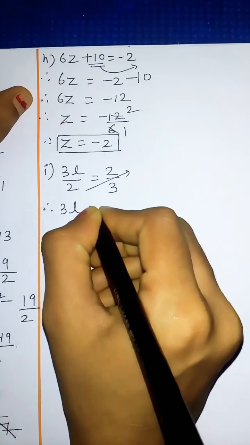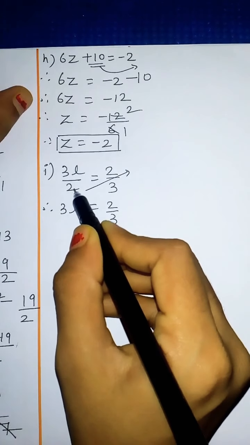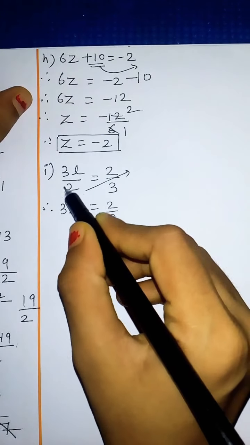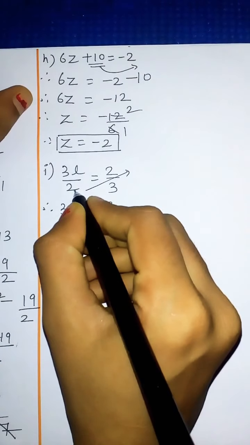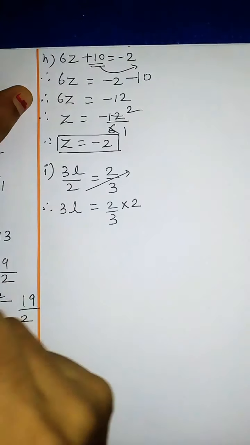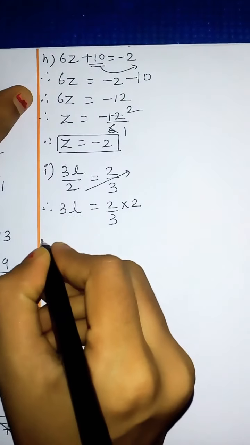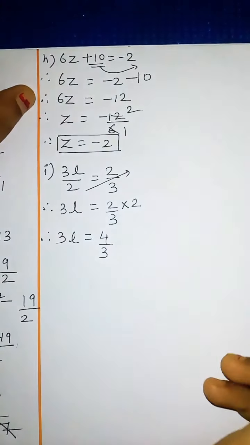This way also you can remember. So 3l upon 2 equal to 2 upon 3 was there. First I am removing this 2. So this 2 is in division. What is the opposite of division? It is multiplication. So it will go here in multiplication. Now 2 2s will be 4. So this side it will be 3L and this side it will be 4 upon 3.